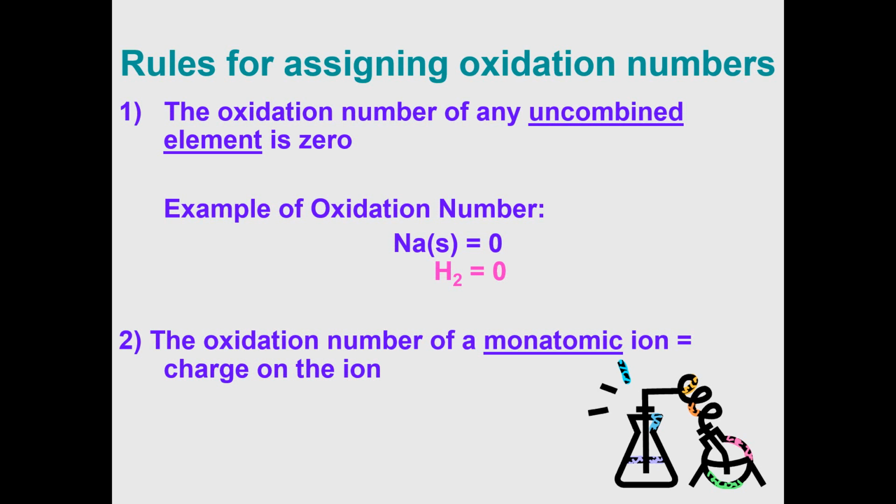Rule number 2: if you have a monatomic ion, monatomic meaning a single element represented off of the periodic table that is in its ion form, the oxidation number is the same thing as the charge. So if you locate chlorine on your periodic table, and we know chlorine ion is called chloride, we know the oxidation number is -1.